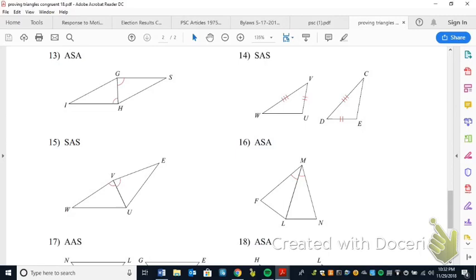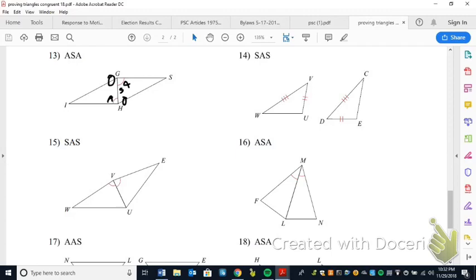Okay, next up, we're looking at number 13. So we're looking for angle, side, angle here. What are we given? We're given that G and H right there are congruent. We're given that the side in between the two, GH, is the same, because the reflexive property gives us that. So really what we need is that second angle. So we need that angle right there to equal that angle right there.